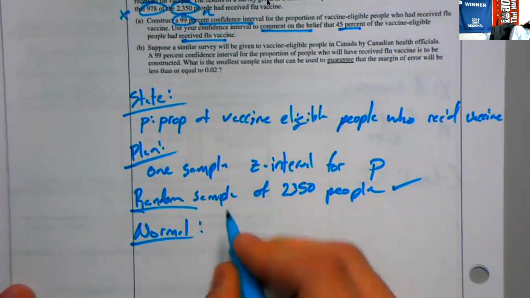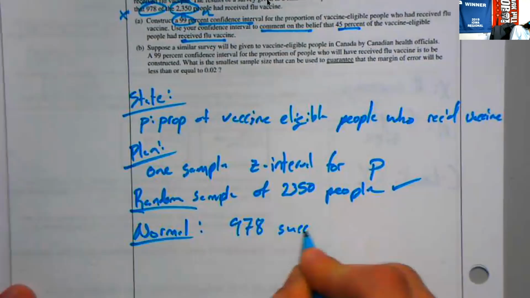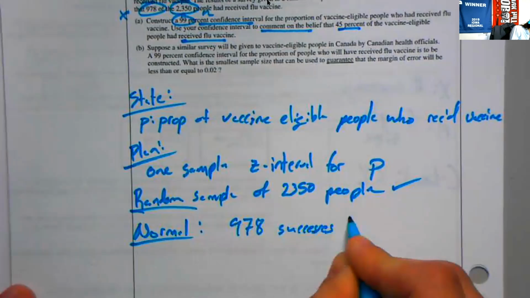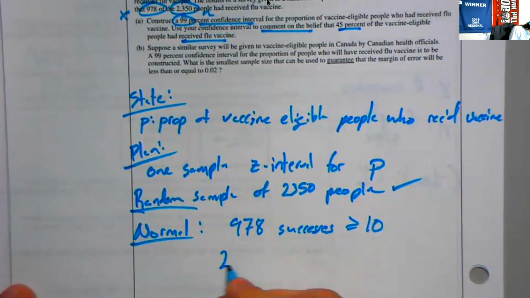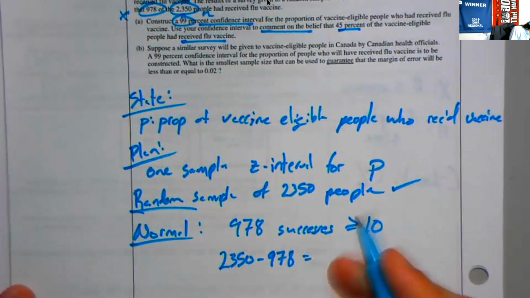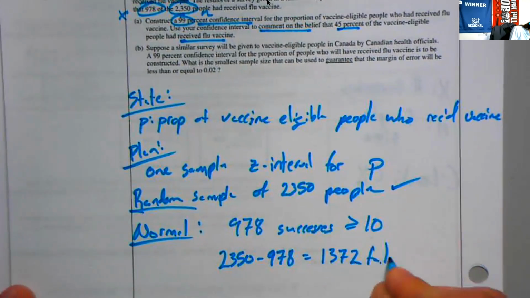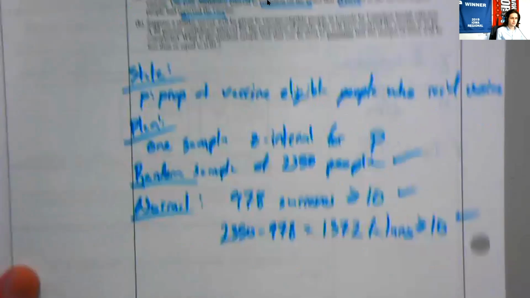Well, we had 978 successes, which is greater than or equal to 10. And 2350 minus 978 is, what is that? 1372 failures, which is also greater than or equal to 10. So that meets our normality condition.